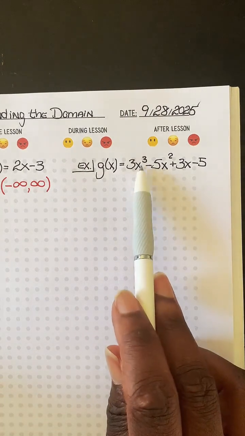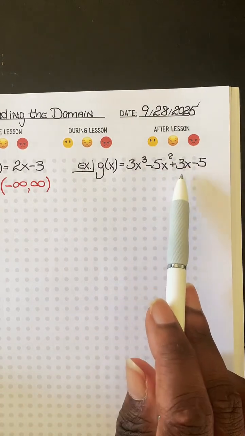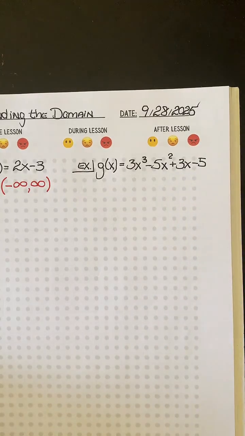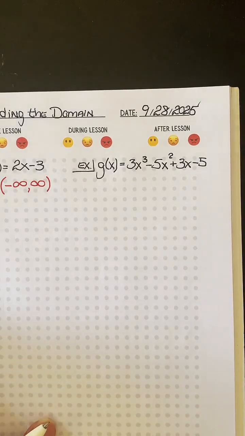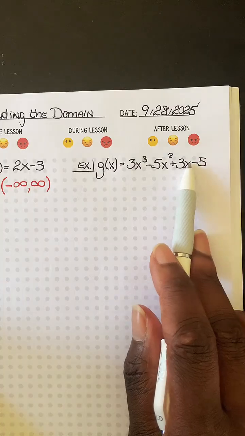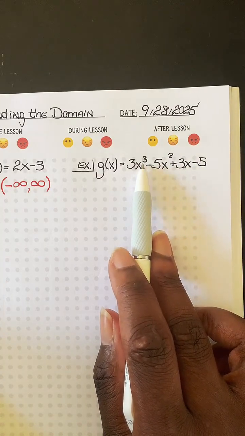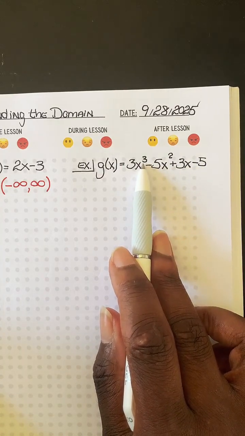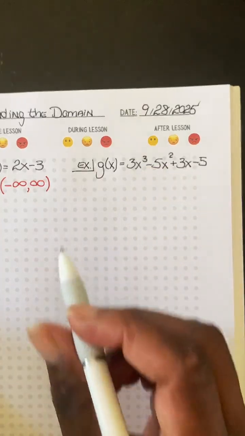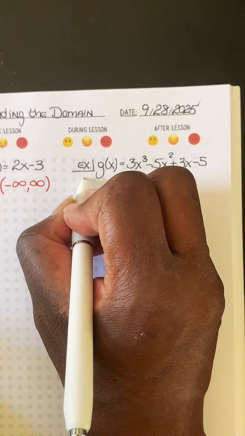So we have 3x cubed minus 5x squared plus 3x minus 5. Going to my highest degree, aka the highest exponent, is to the third power. So this is a cubic function.